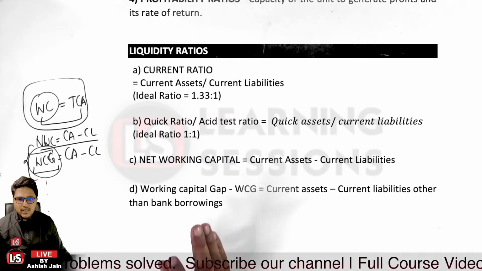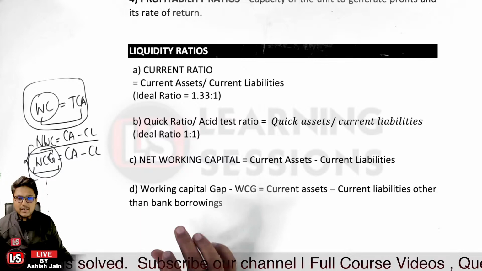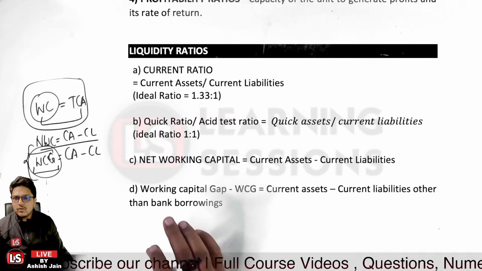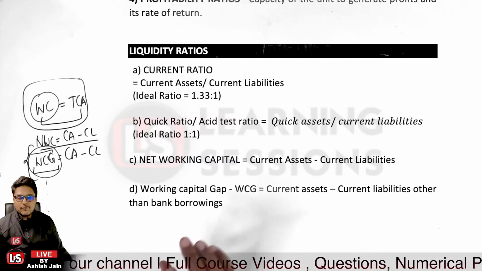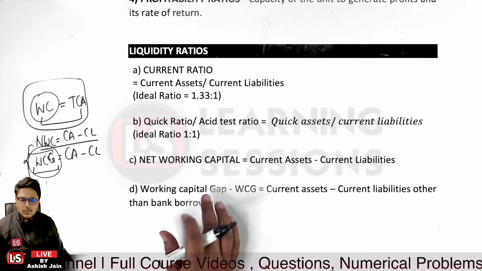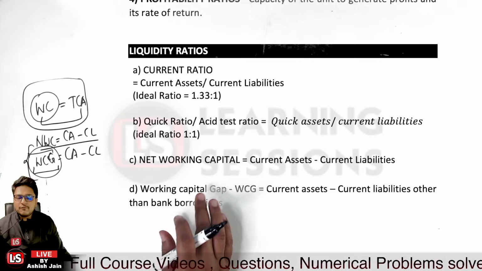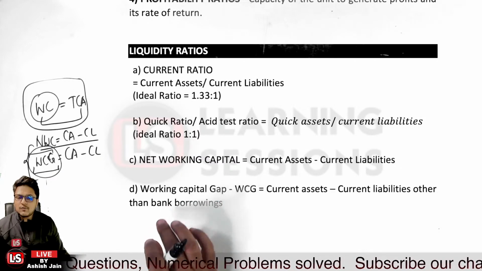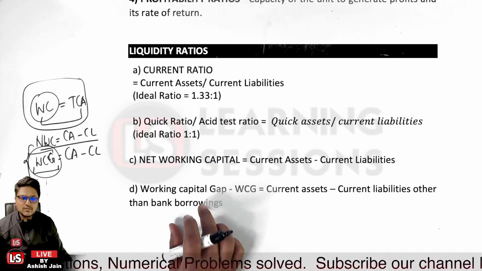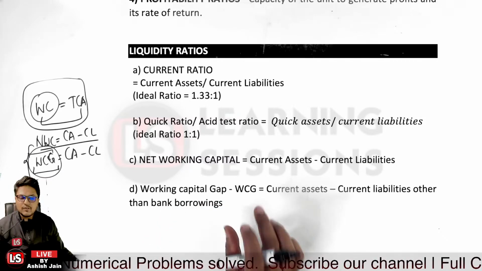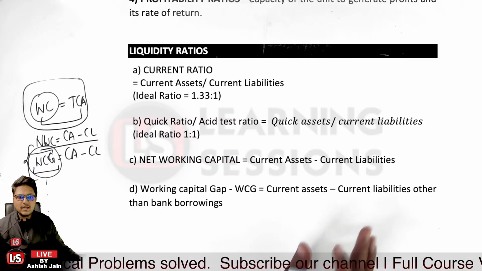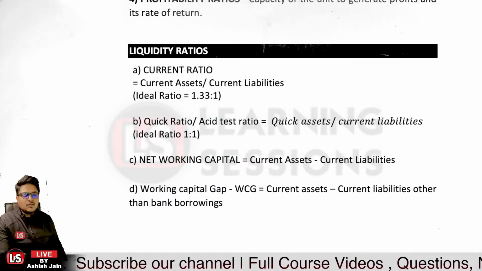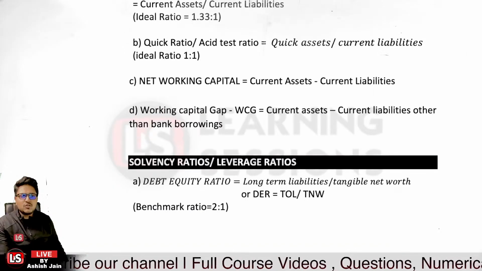So let me explain in very layman language that net working capital is the net amount that is available with the firm, and the working capital gap is that particular amount which must be financed, either by way of contribution by the firm itself or by way of borrowings from the bank. The working capital gap is the difference between the current assets minus the current liabilities other than the bank borrowings. Okay, so that is all related to liquidity ratios.